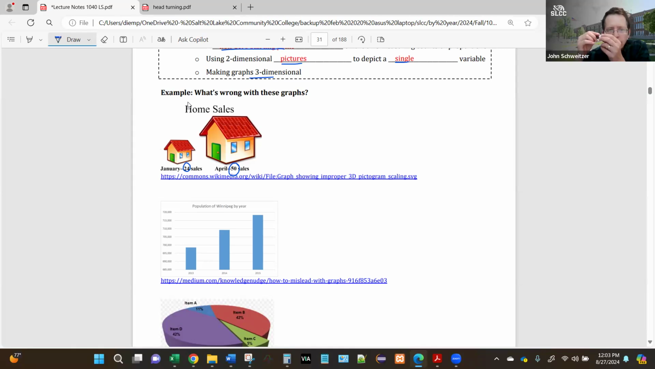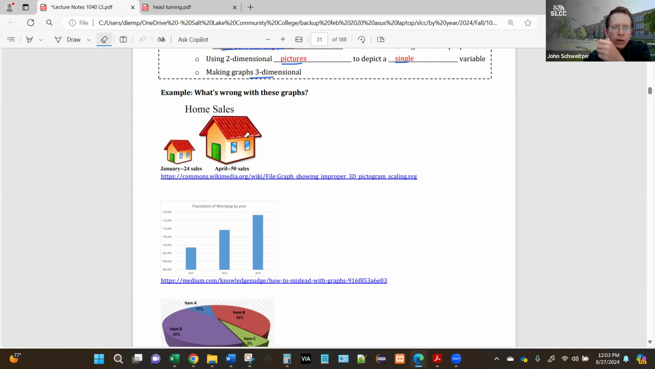The problem is it's single variable data, but the picture that we're using is two-dimensional, right? Do you guys see this? The house has two dimensions. The house picture here has a length and a width, so it's a two-dimensional picture, but we have a one-dimensional variable.